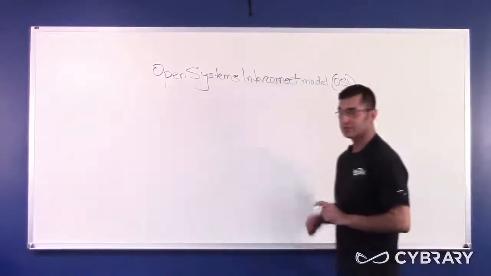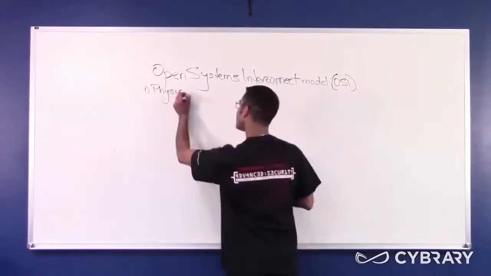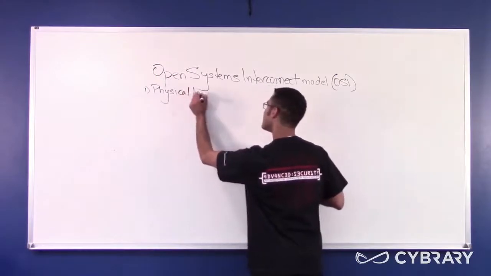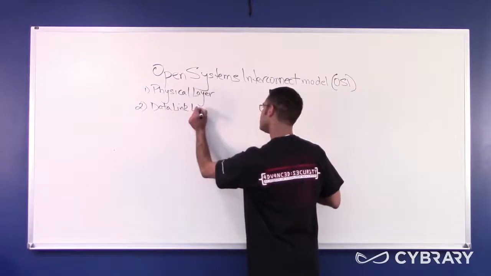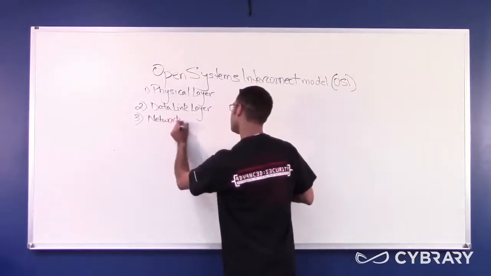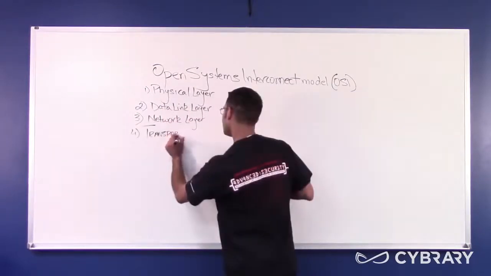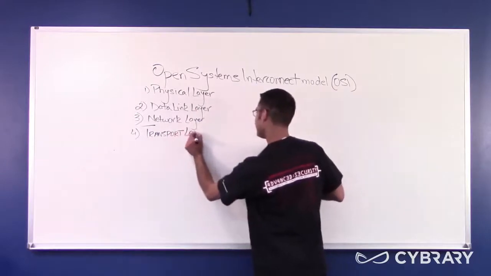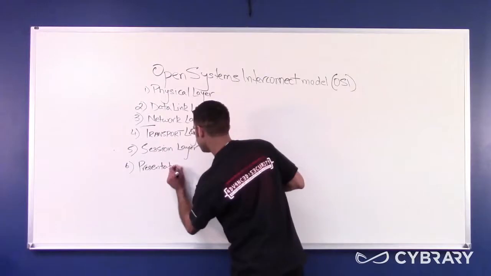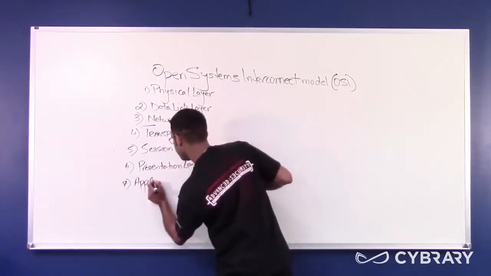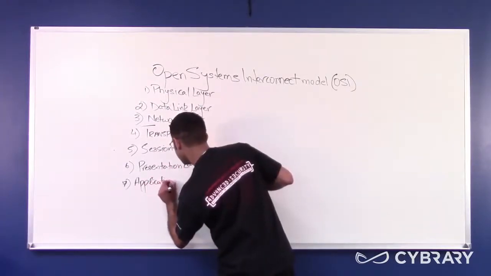Now, the OSI model is made up of 7 layers. Layer 1 is your physical layer. Layer 2 is your data link layer. Layer 3 is your network layer. Layer 4 is your transport layer. 5 is your session, 6 is your presentation, and 7 is your application layer.